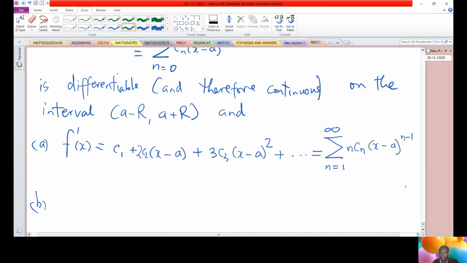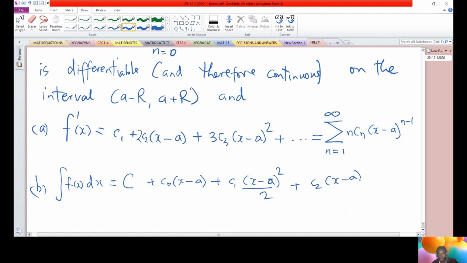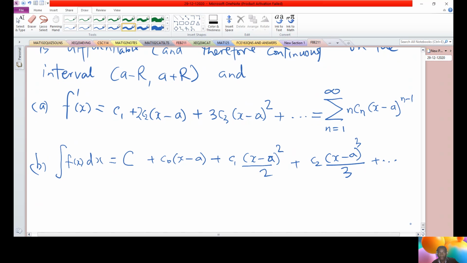And then B: the integral of f of x dx is the same as capital C plus c0 times x minus a, plus c1 times x minus a squared over 2, plus c2 times x minus a cubed over 3, plus and so on, which is the same as capital C plus the summation from n equals 0 to infinity of x minus a to the power n plus 1, times cn over n plus 1.